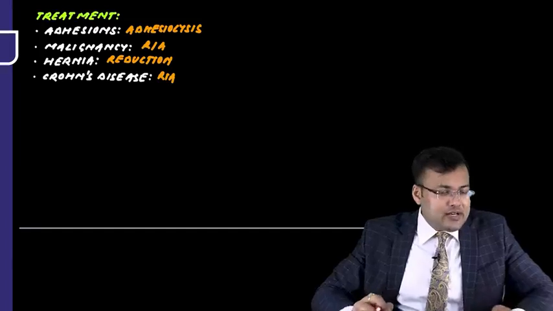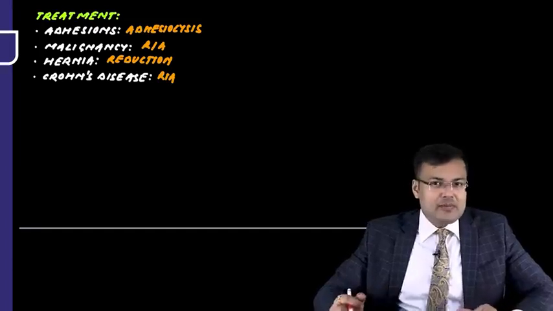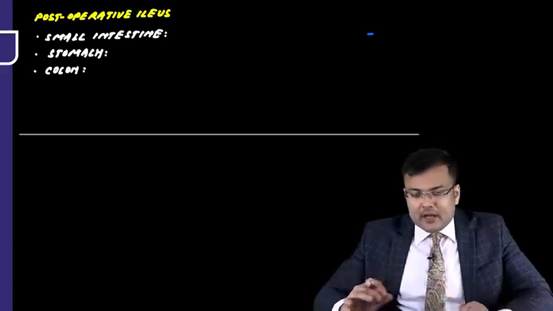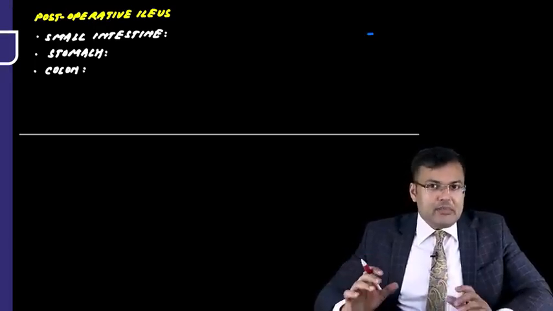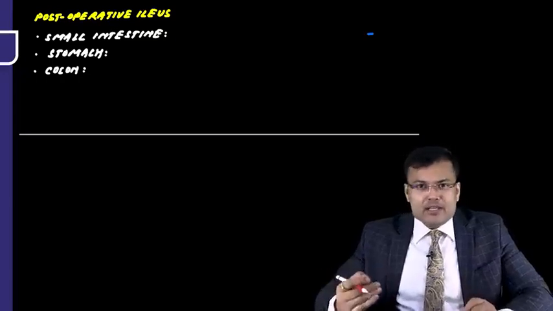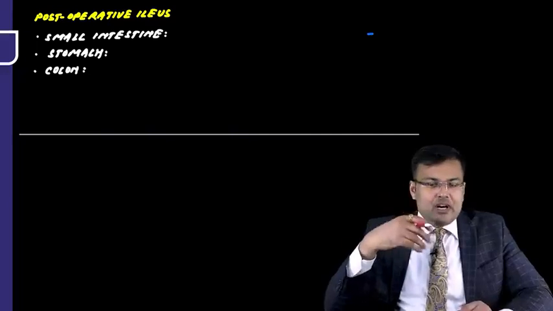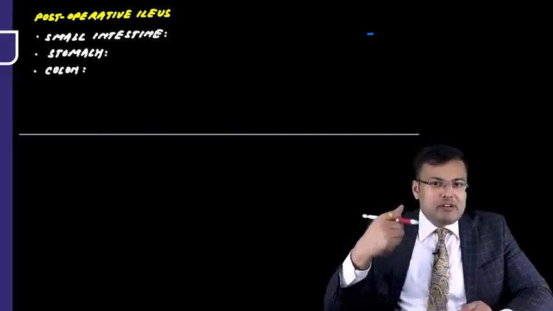So these are treatment options for small bowel obstruction. What is post-operative ileus? After surgery, there is failure of neuromuscular transmission in the bowel. This is post-operative ileus. That's why you have seen in the ward that after surgery, we insert the Ryle's tube until the patient has presence of bowel sound.